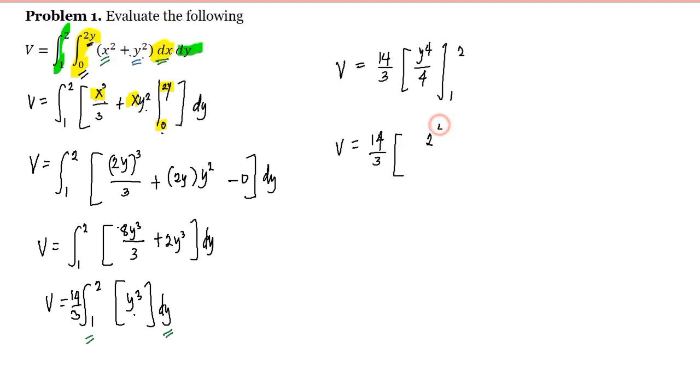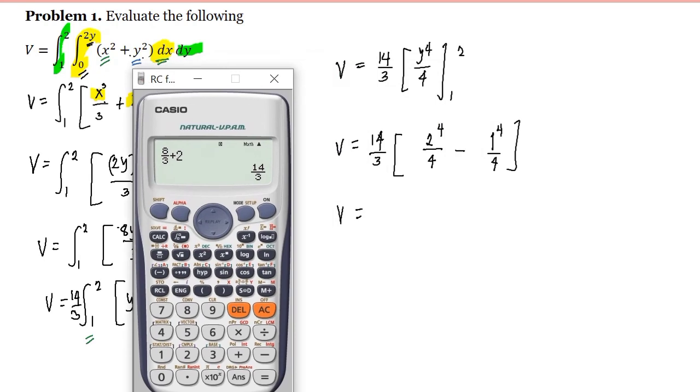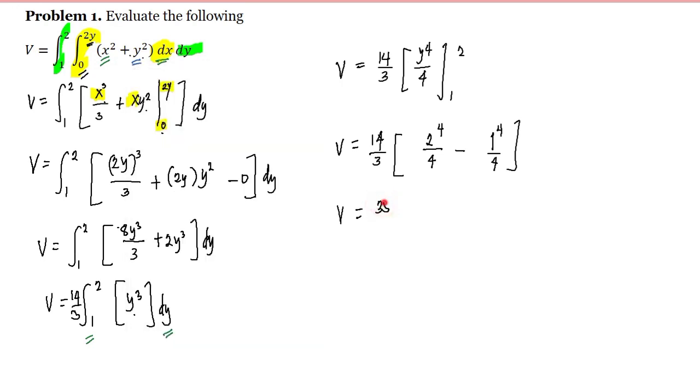We have 2 raised to 4 over 4. And for the lower limit, we have 1 raised to 4 over 4. So using the calculator, we have here 14 over 3 multiplied by 2 raised to 4 over 4 minus 1/4. And we have 35 over 2. So we have here 35 over 2. And this is our answer.